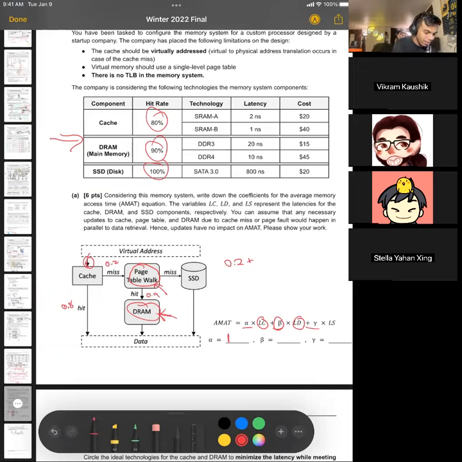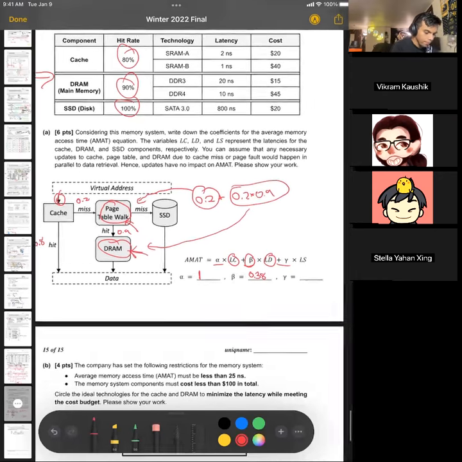So now you might say this is 0.9, but that's not true. It's 90% of the 20% of the time that I get a hit in my page table. And if I get a hit in my page table, then I do another DRAM access. So this 0.2 correlates to how often we are accessing the page table, and this 0.18 corresponds to how often we are accessing the DRAM. So the sum of that should be 0.38.